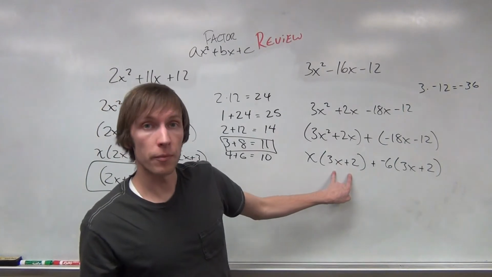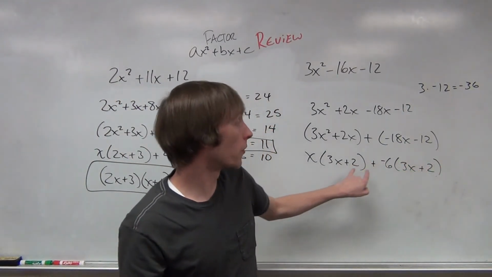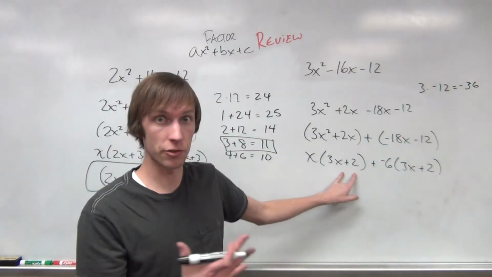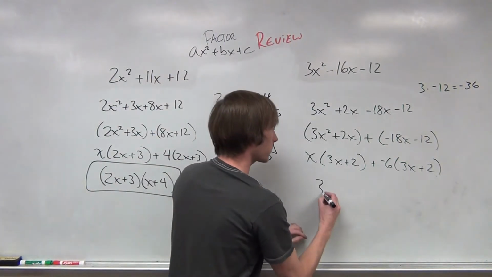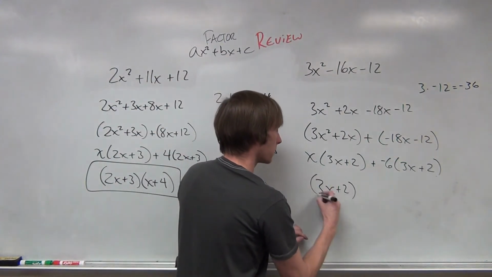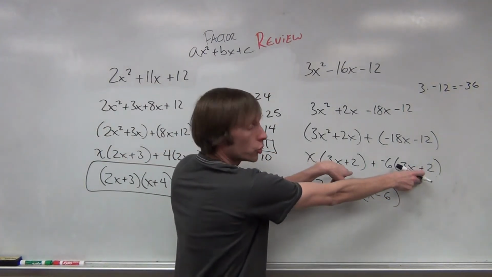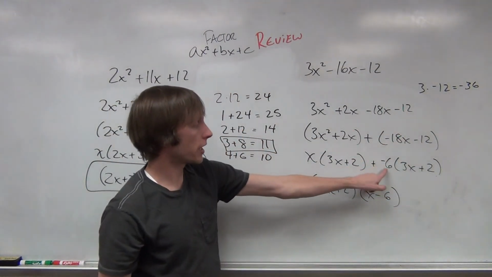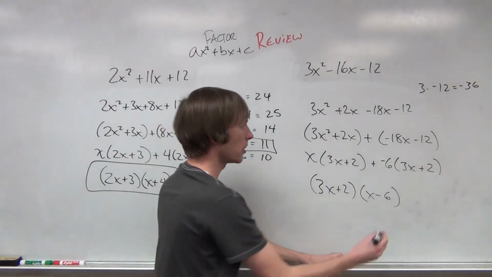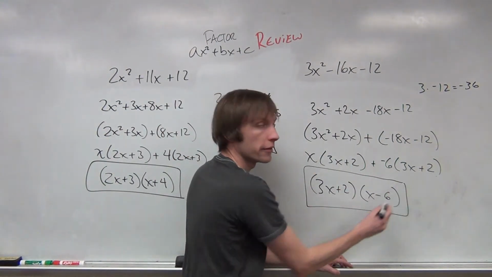Again, our expressions in the parentheses are equivalent to each other. That's important. Three x plus 2 will factor out. We're left with an x and a negative 6, which I will write as x minus 6. This is the factored form.